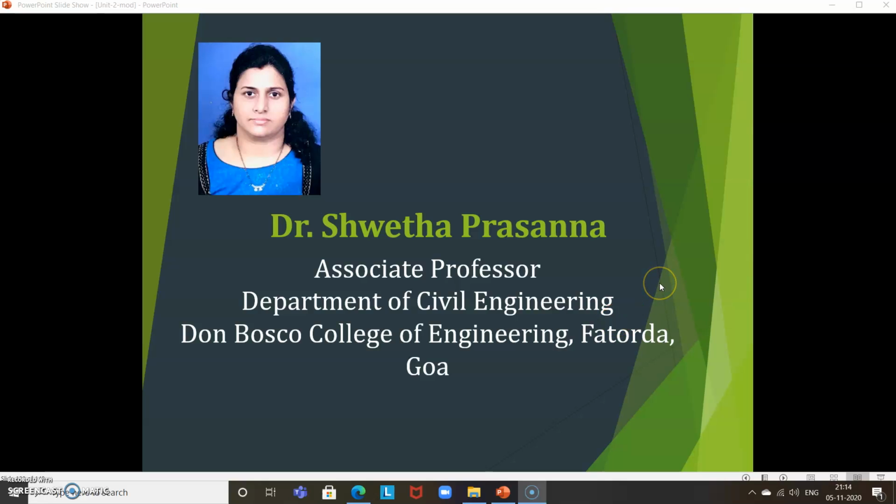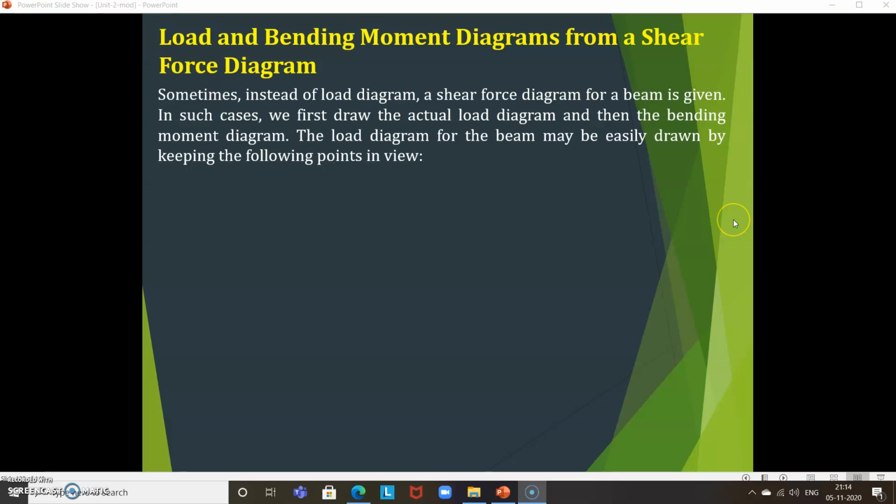Hello, my dear students. In the last class, I discussed how to draw SFD and BMD for the different types of beams with the different types of loading. Today, I will be discussing how to draw a loading diagram from a shear force diagram.